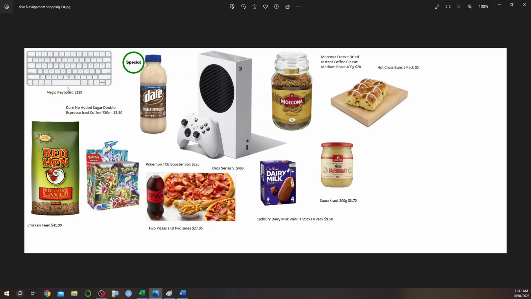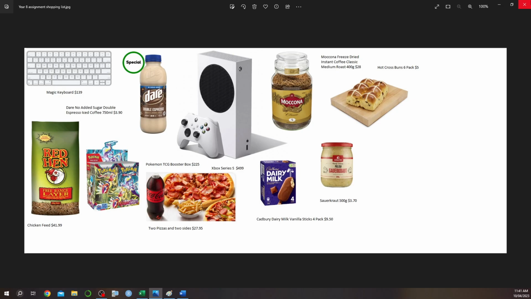Okay, so here's my list. I've got an Apple keyboard because some people in my family like Apple computers for some reason. I like this Dare iced coffee with no added sugar. It's quite tasty. The chickens need feed. Teenager needs Pokemon cards. I wouldn't buy this many at one time, but okay, that's the box. Everyone loves pizza. Ice cream for kiddos. A jar of sauerkraut. An Xbox so I can play more Minecraft without it crashing. Some coffee for me and some hot cross buns because it's Easter. So those are my 10 items.